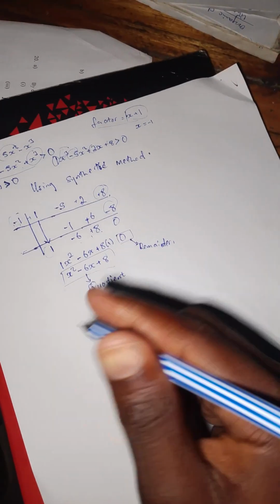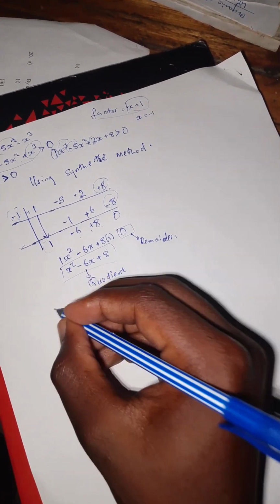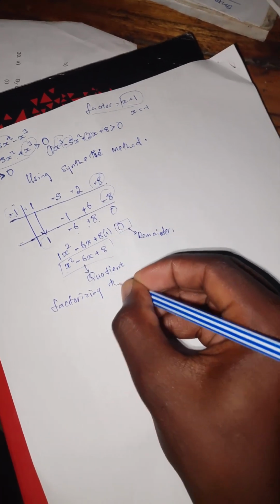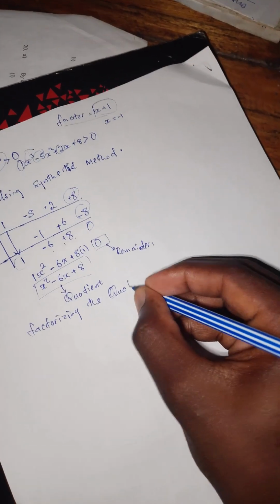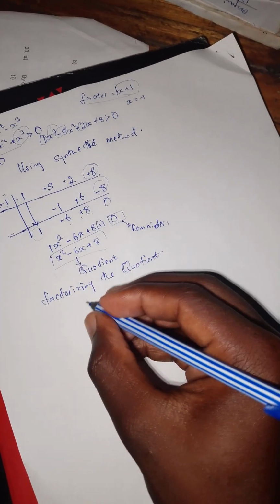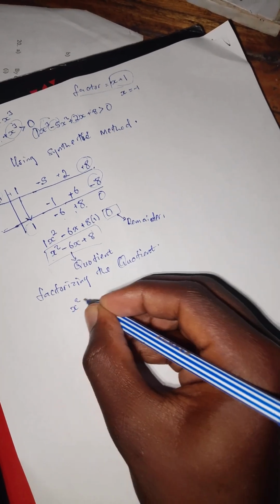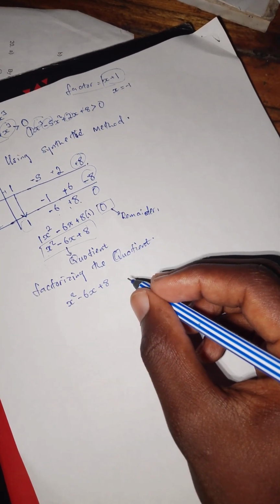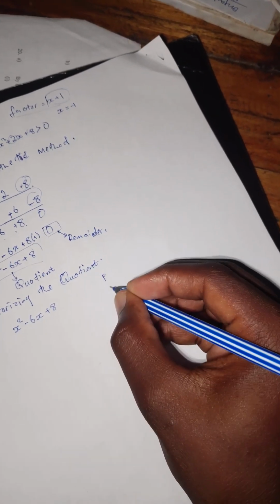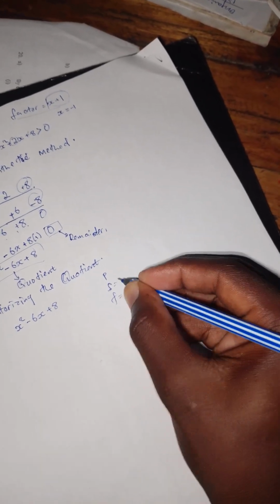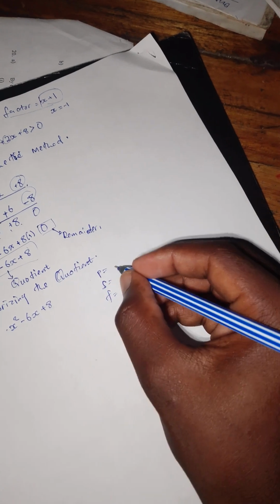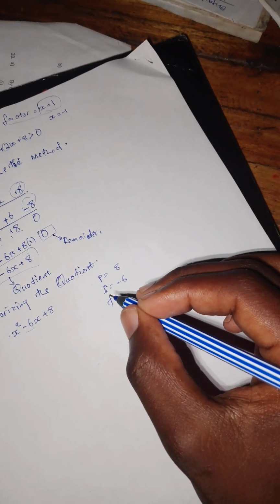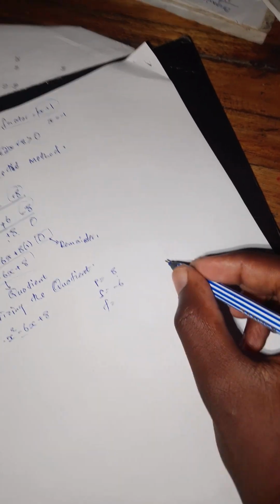That being done, we are going to factorize this one. So we say factorizing the quotient, we have x squared minus 6x plus 8. Factorizing this one, we use product, sum and factors. Remember this from high school? This times this is positive 8, and the sum is negative 6. Two factors that when you multiply, you get positive 8, and when you add, you get negative 6.